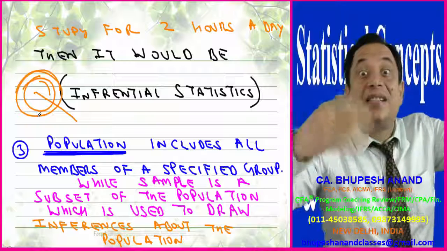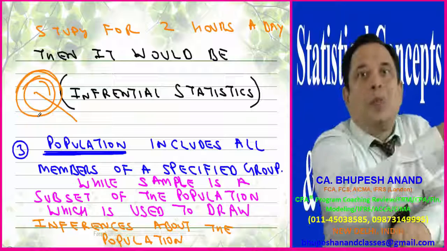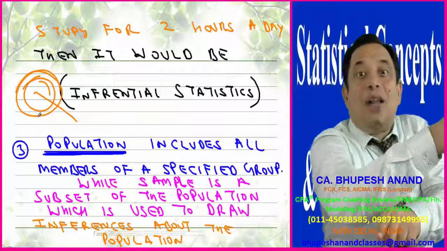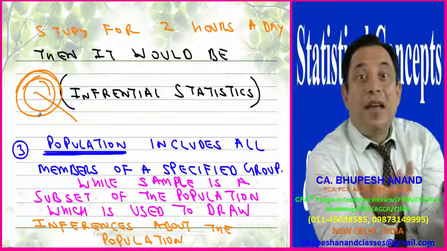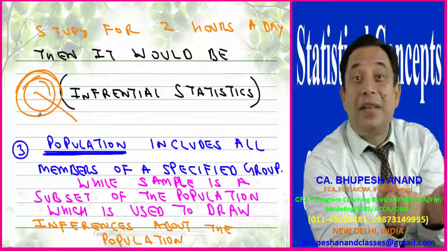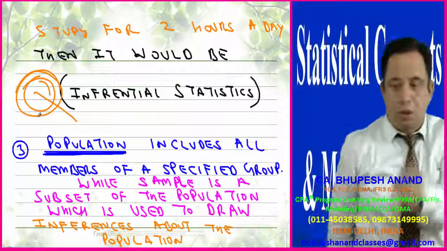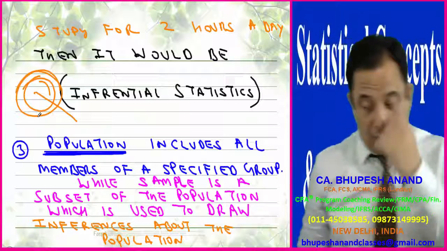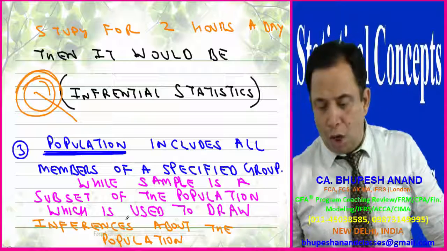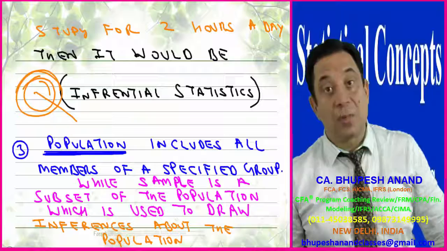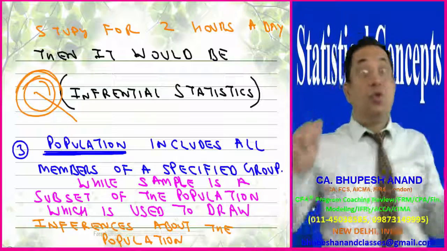It means we check a sample and then we conclude for a population, because we cannot check all the potatoes of a vegetable vendor. So we calculate on the basis of a sample, and we calculate the inference for the population. The population includes all the members of a specified group, while a sample is a subset of the population which is used to draw inferences about the population. Please write it down.